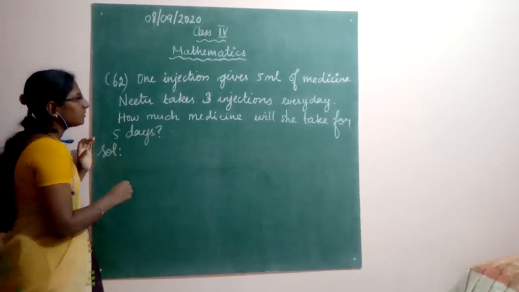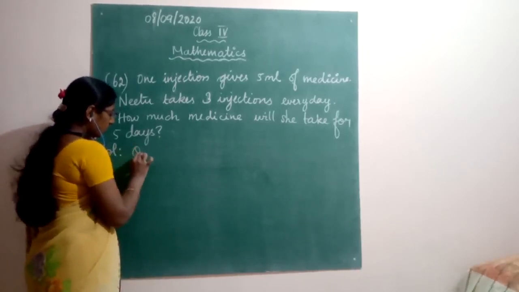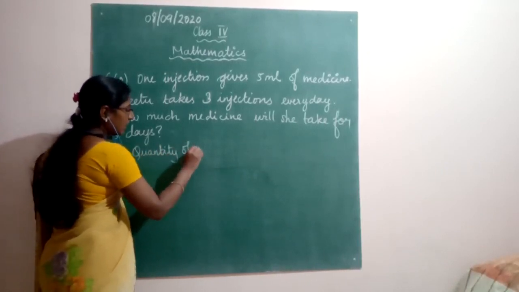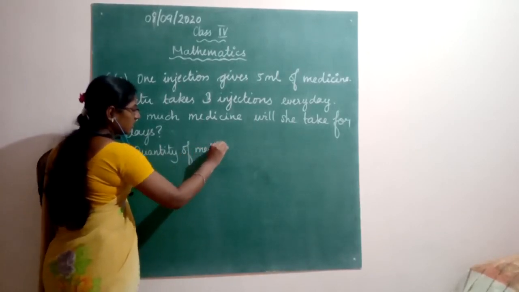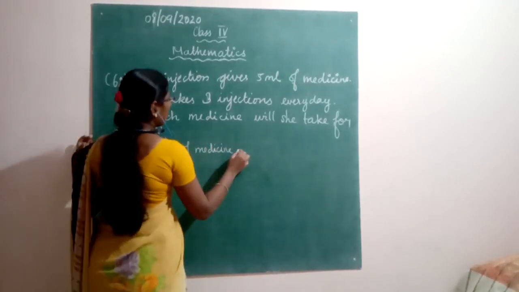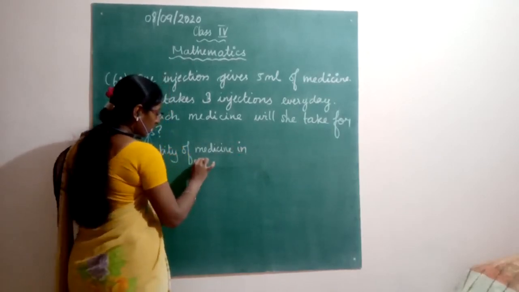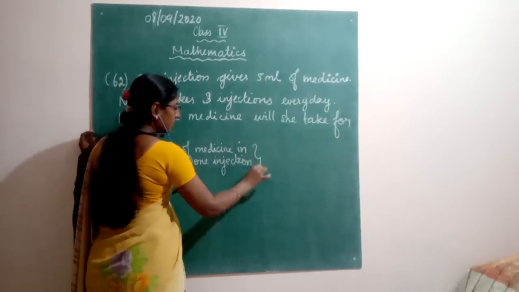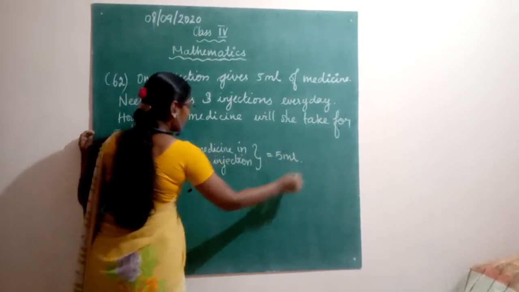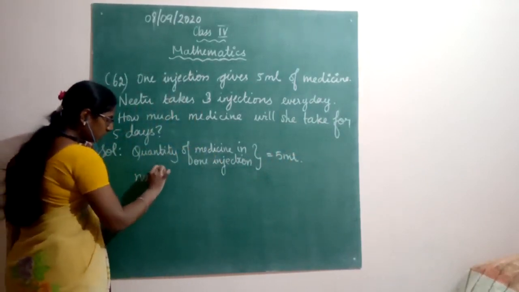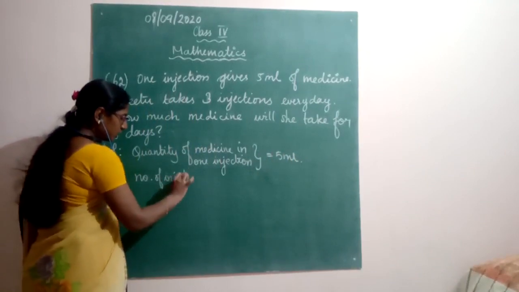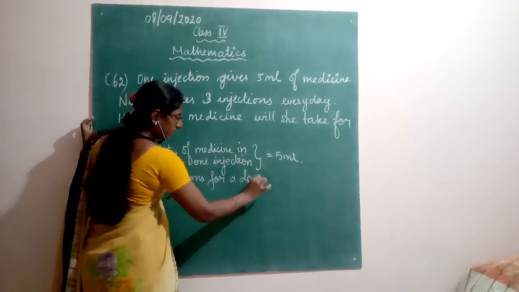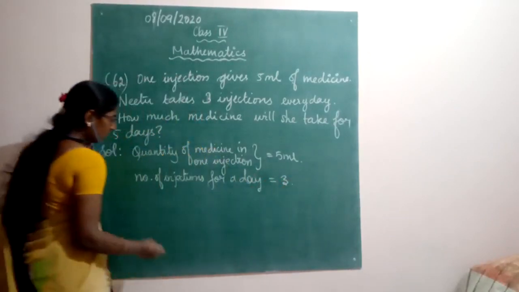Okay. So write quantity of medicine in 1 injection. So how much is it in 1 injection? It is 5 ml. Okay. So number of injections in a day is how much? Number of injections for a day is equal to 3.